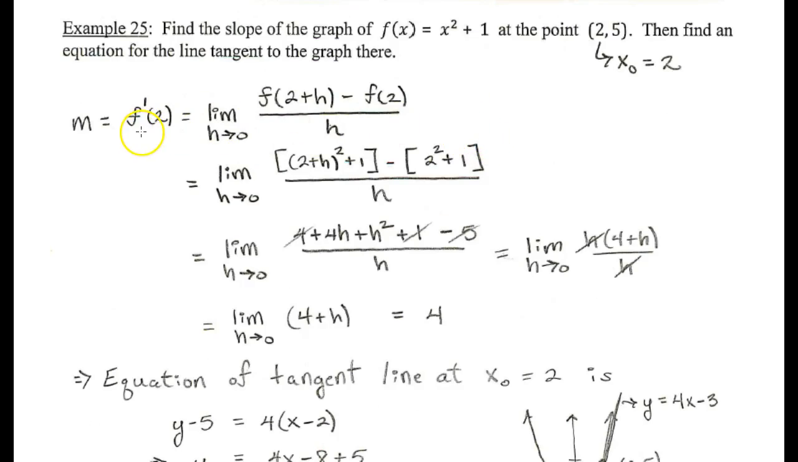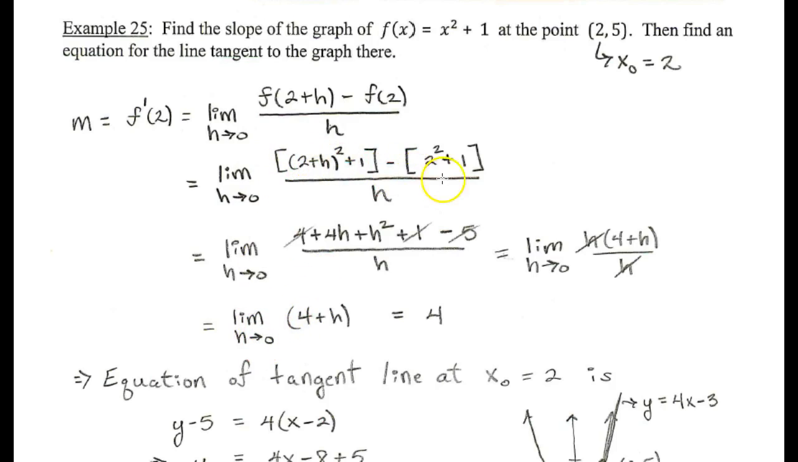Okay, so find the slope, f prime of 2. x naught is 2, so it's the limit as h approaches 0 of f of x naught plus h, so f of 2 plus h, minus f of x naught, so f of 2, all divided by h. Once you have that plugged into the definition, it's just a matter of algebra at this point, and then eventually evaluate the limit by plugging in h equals 0.